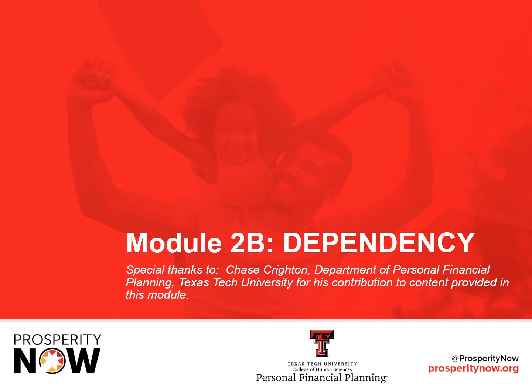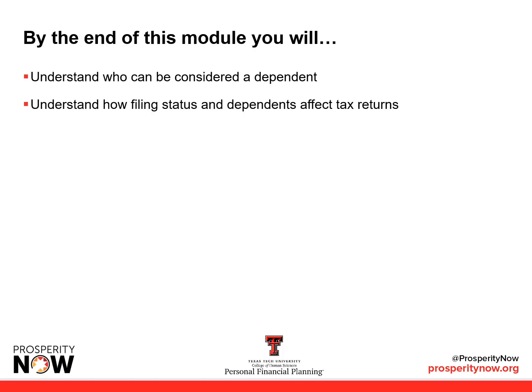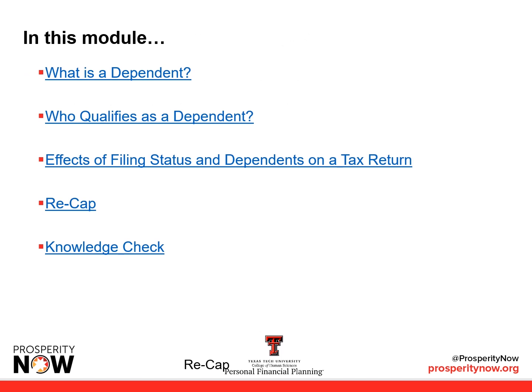Welcome to Module 2B, Dependents. By the end of this module, you will understand who can be considered as a dependent, understand filing status and dependents, and how they affect the tax return. In this module, you'll learn 5 sections.